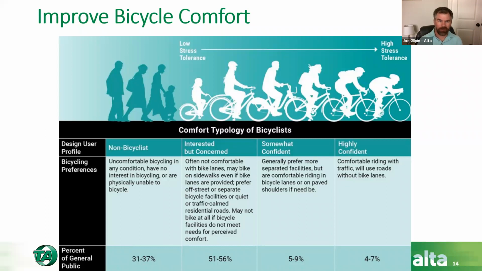And we found that as you begin to add more comfort, you begin to unlock this next phase, this somewhat confident rider. And then even more so, you get to this really amazing level of potential. This is who we call the interested but concerned. These are people that say, I would love to ride my bike more, but I'm not comfortable with the current status quo of the built environment. I need facility types that are going to make me feel more comfortable in terms of going out there and getting on my bicycle. So these are the sweet spot. These are the folks that if we can create infrastructure that makes them comfortable, we're going to see a lot more people using this type of transportation out there on our network.